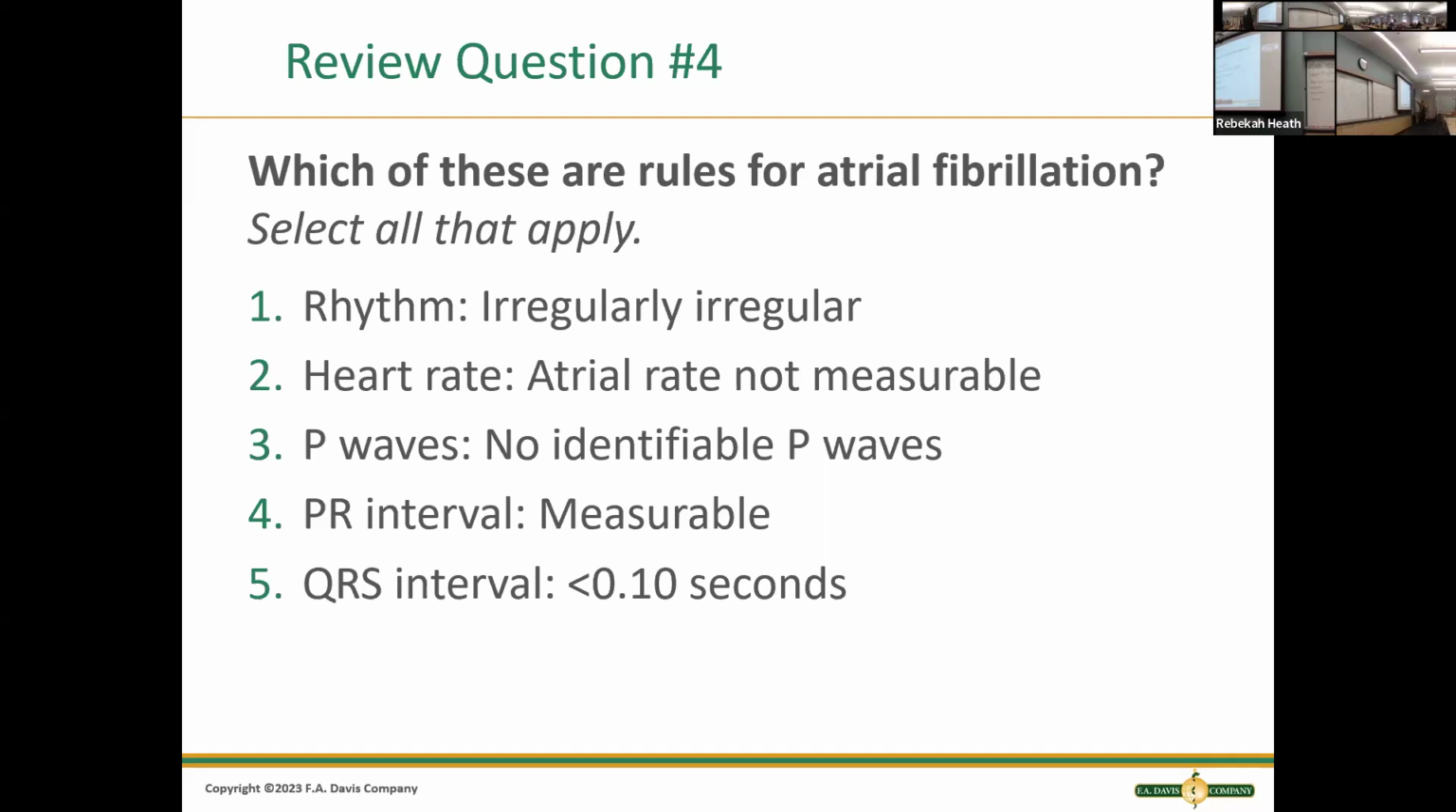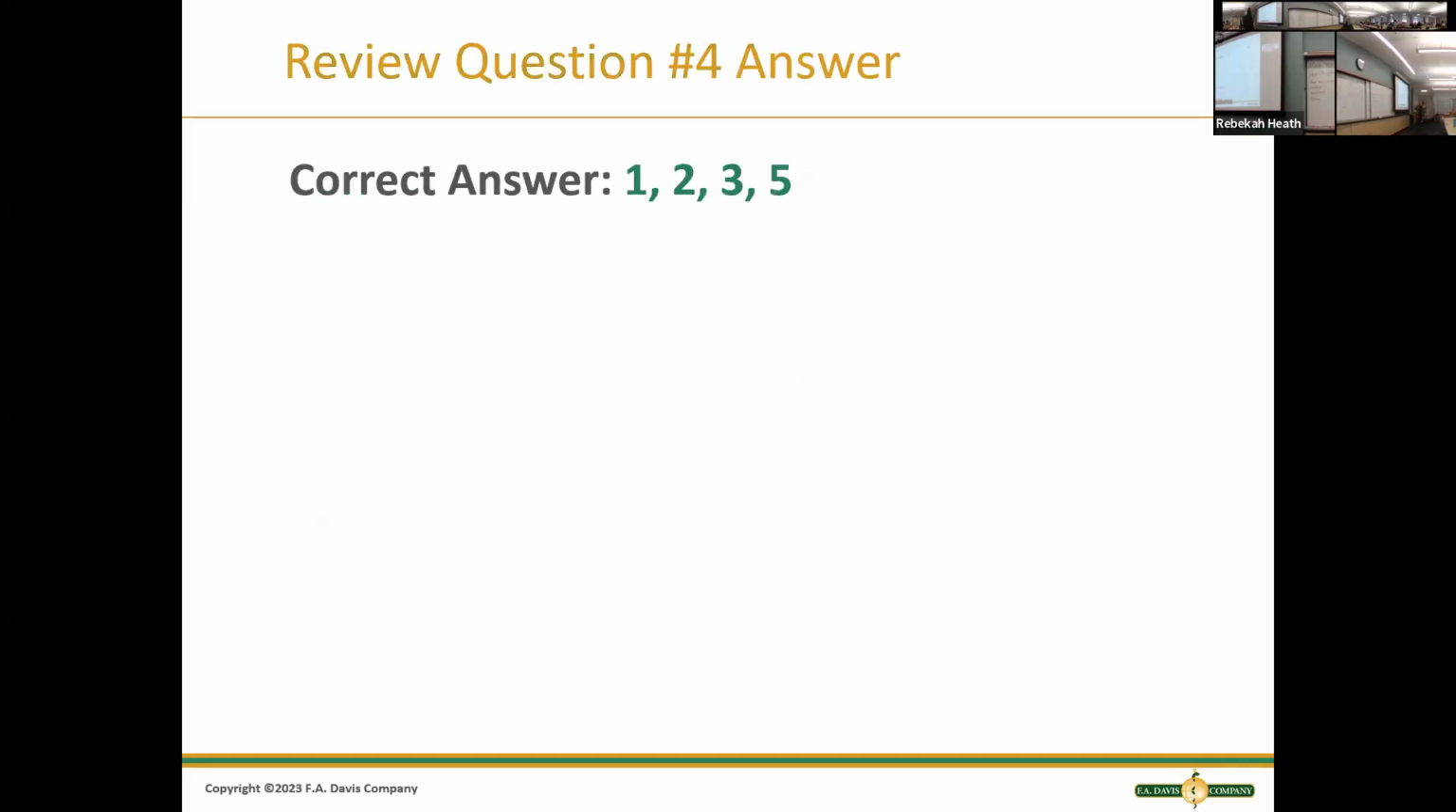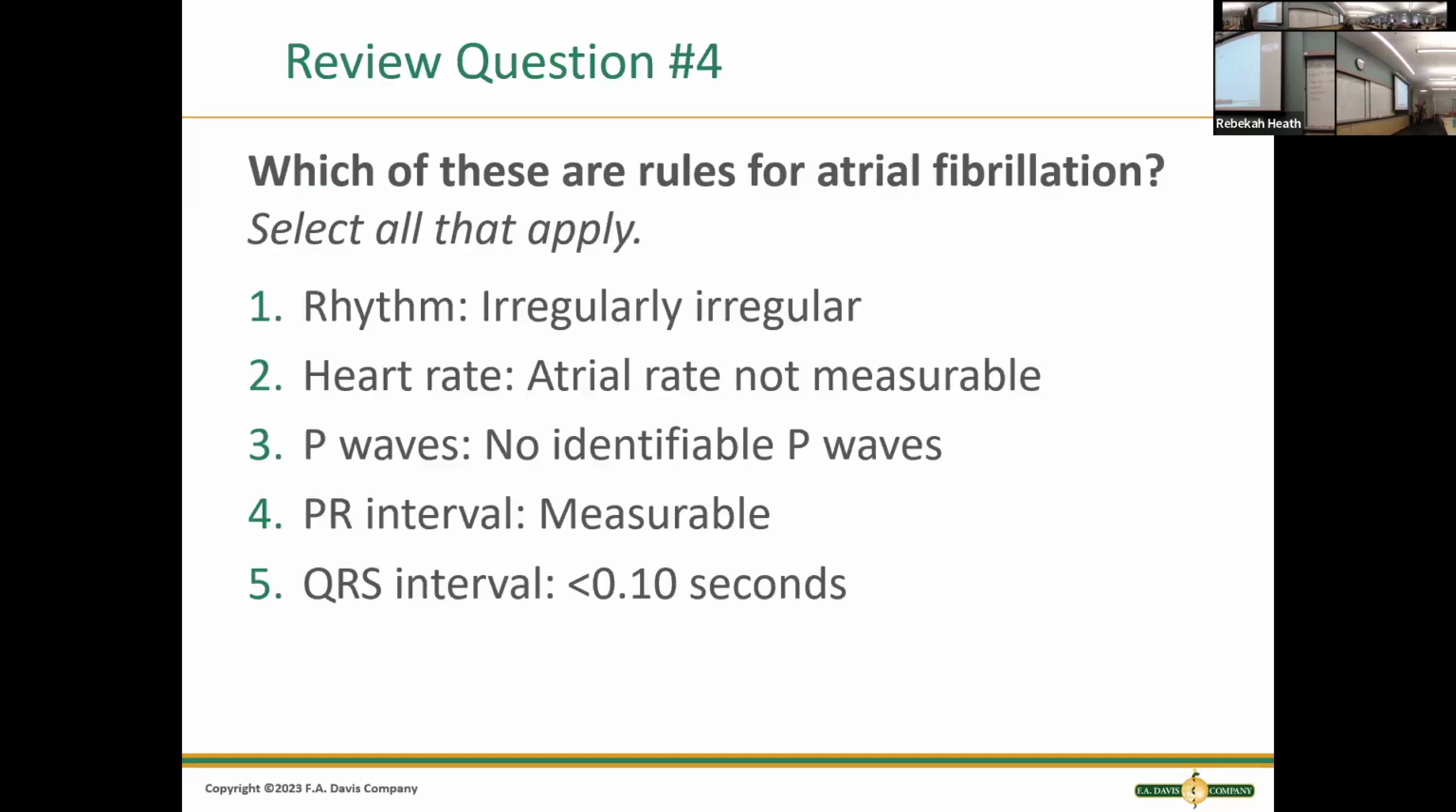Yes or no for irregularly irregular? Yes. The atrial rate is not measurable. Right, it's not measurable. Correct answer is 1, 2, and 3.